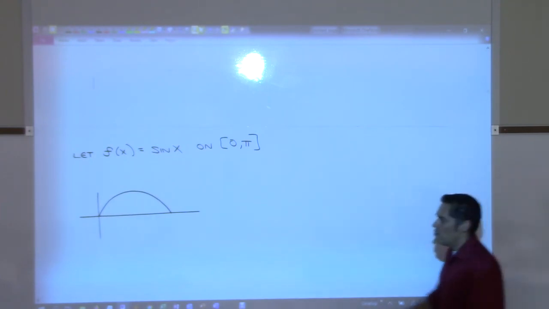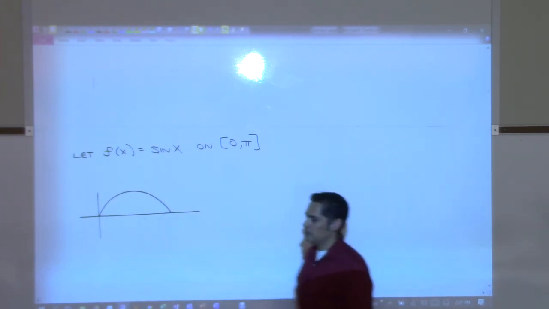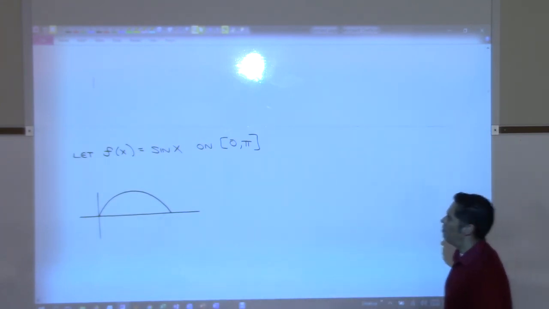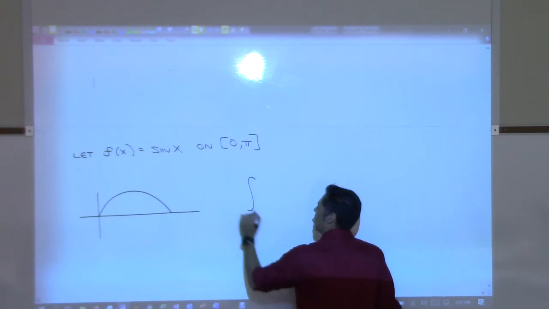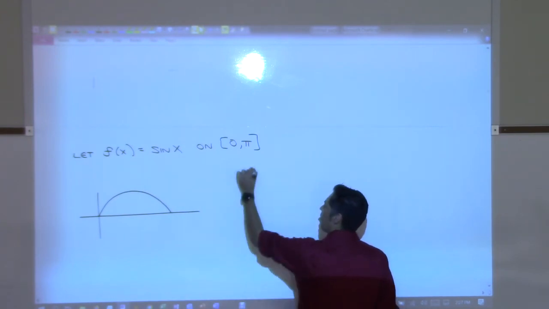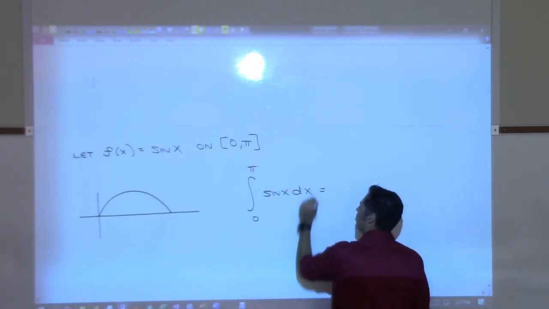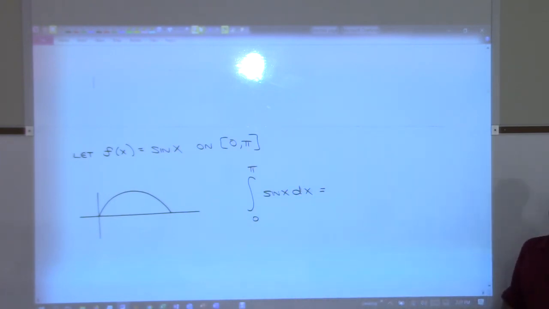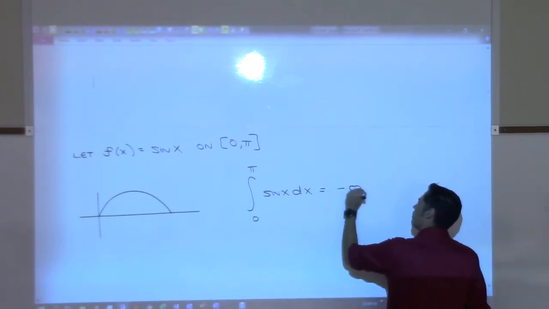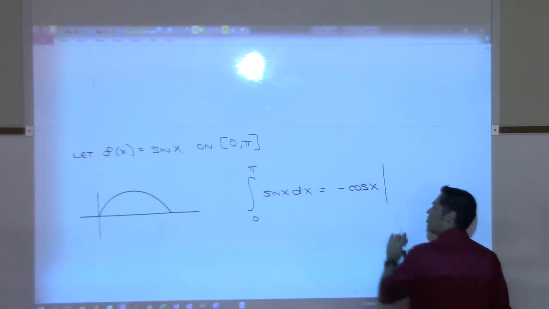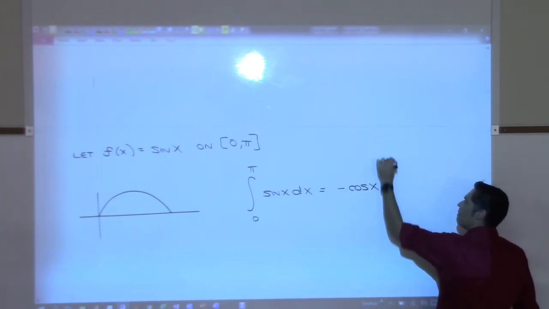Now, have you ever wondered what the area is under here? All the time, of course, right? So how would we do it? Well, we just need to be able to find the antiderivative, 0 to pi, of sine x dx. Do you know the antiderivative of sine x? Yes, what is it? Negative cosine x. And now the evaluation bar, 0 pi.